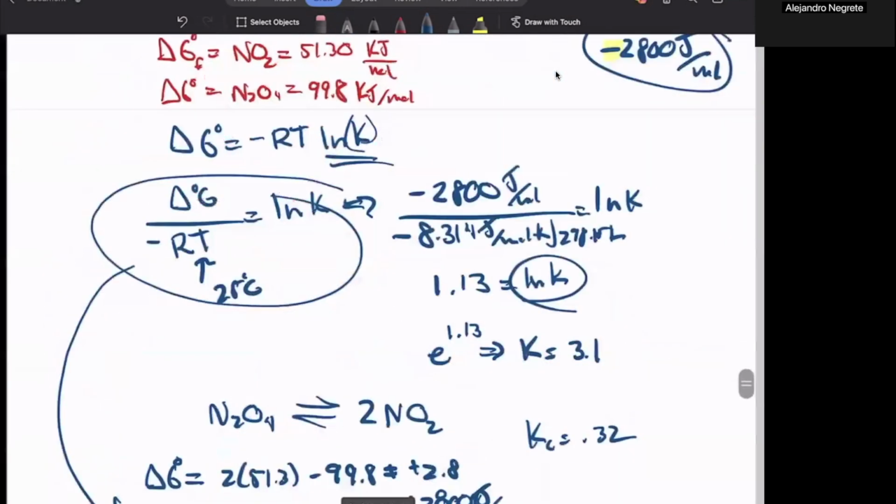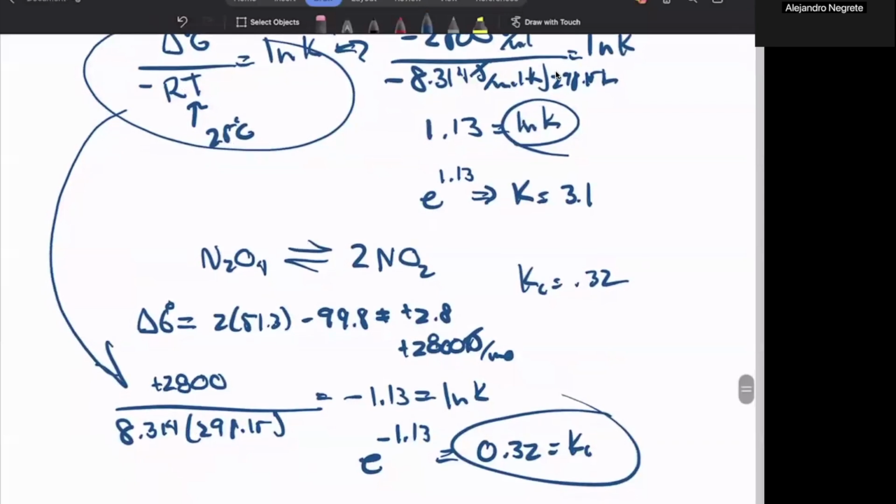Which way the reaction is going is something to keep in mind. Definitely watch for these signs when we're doing enthalpy, entropy, and free energy. Know how to do this, and know how to get out of the natural log. Those are things we do want to be aware of.